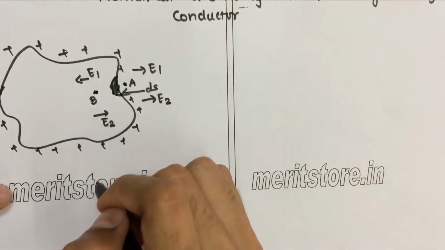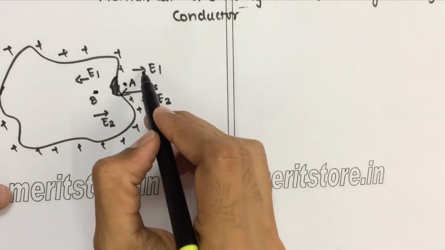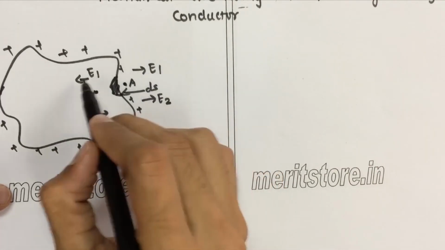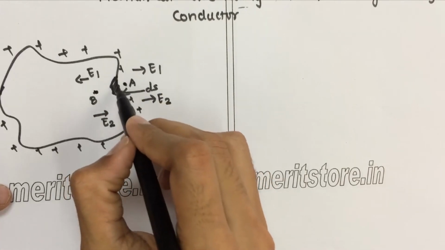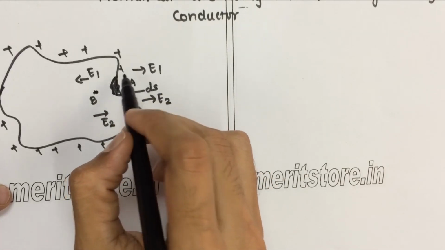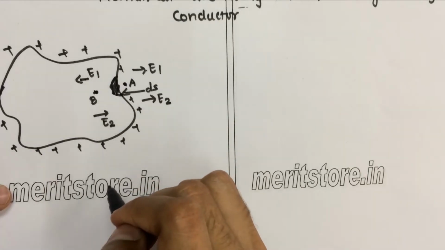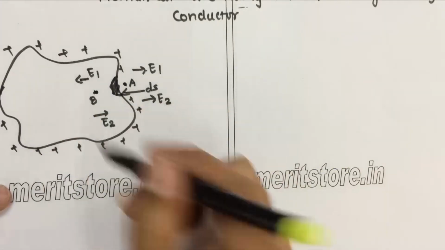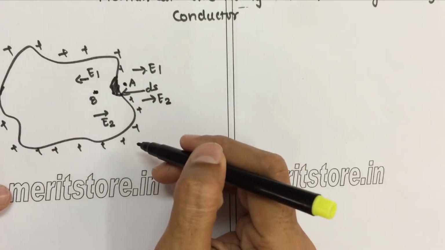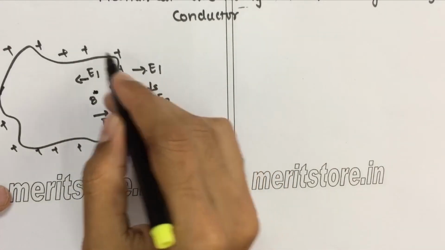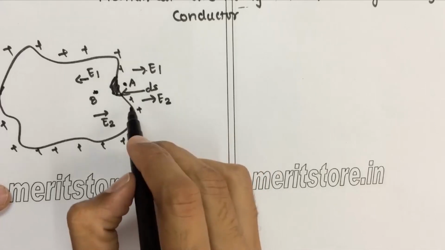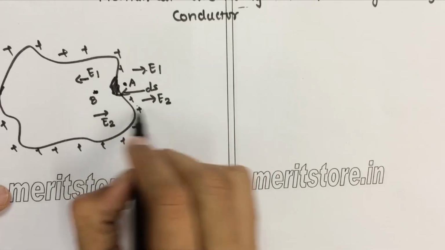Also there are electric fields acting. The electric fields E1 are due to the charge on dS. On this charge dS, the electric fields are given by E1 and E1, so they are acting both outwards and inwards. Whereas E2 are the electric fields due to the charge on the remaining area of the conductor. So the remaining area of the conductor gives E2, which acts only outwards.